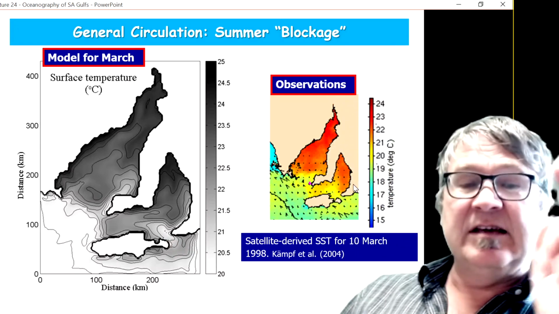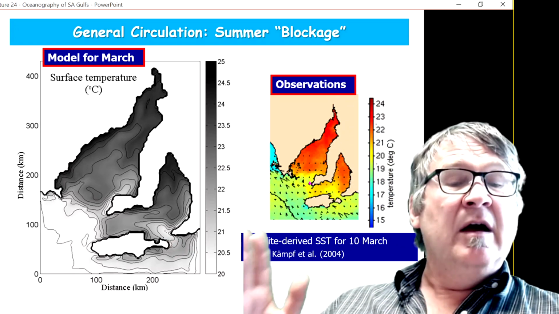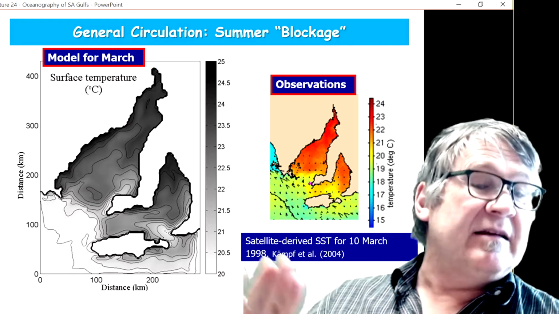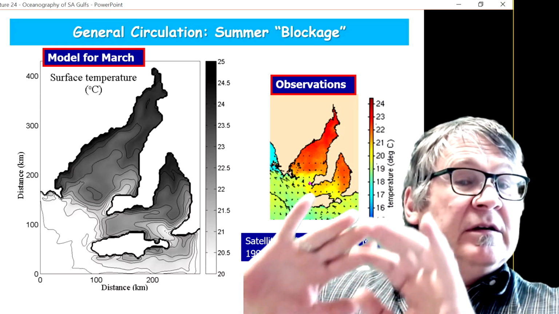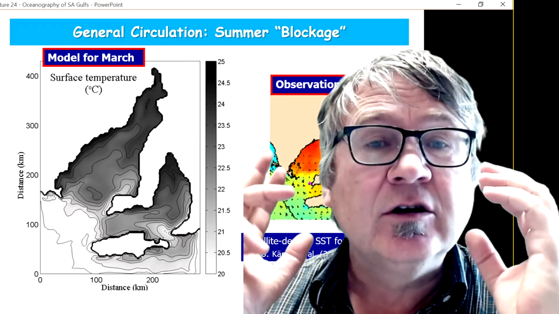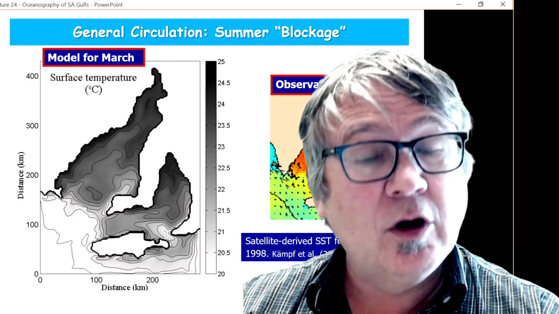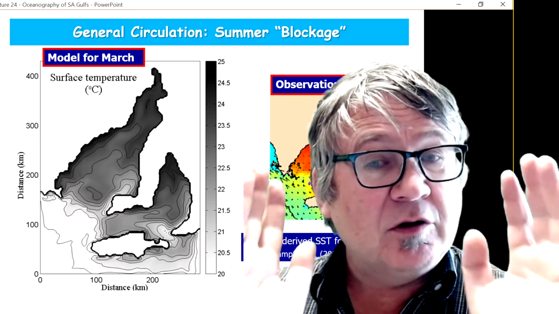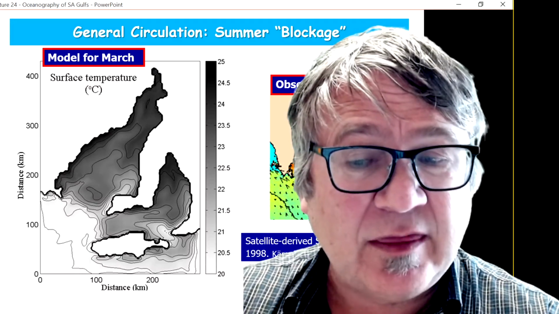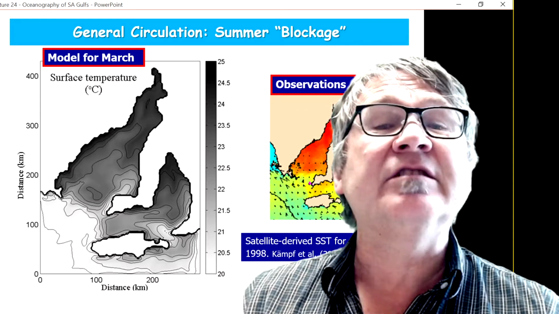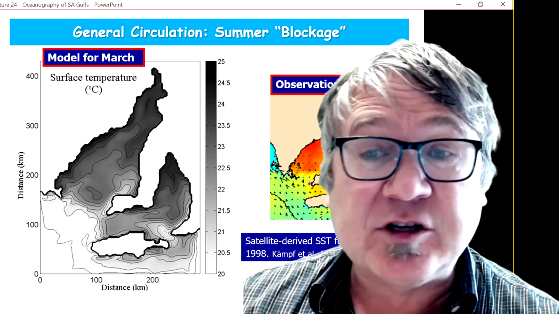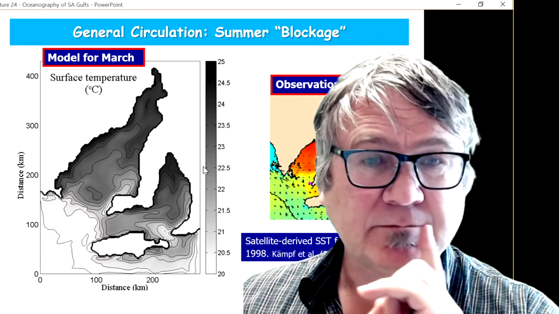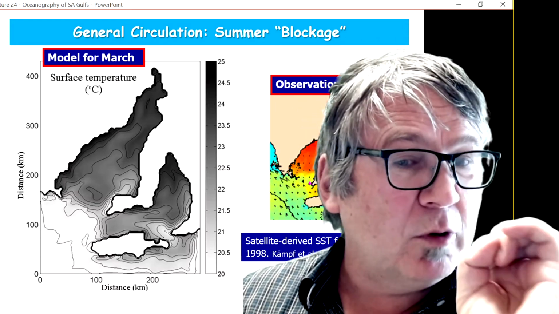And here are the observations, satellite images of sea surface temperature, and you can see very similar features. It's almost identical, the features. So during summertime, the exchange stops. You no longer have an exchange between the Gulfs and the ambient ocean because the density difference is no longer there. The exchange is modulated by the temperature effect. All right, so let's see what else we can do.